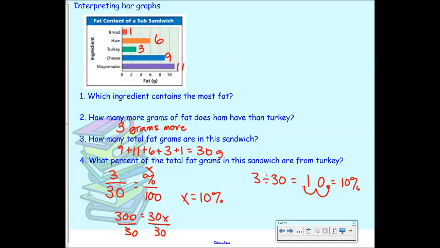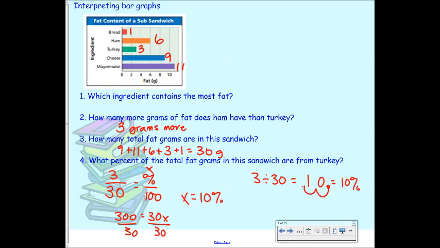Okay? So when we say interpret, what we're really doing is just answering questions about the data in the graph. So this is a pretty small graph, but it has a lot of stuff in it, right? We answered a lot of questions. Could we answer any more questions? What's another question we could have answered based on this graph? How much would the grams go down if you take out the ham? Okay, what's another question you could have answered based on this graph?